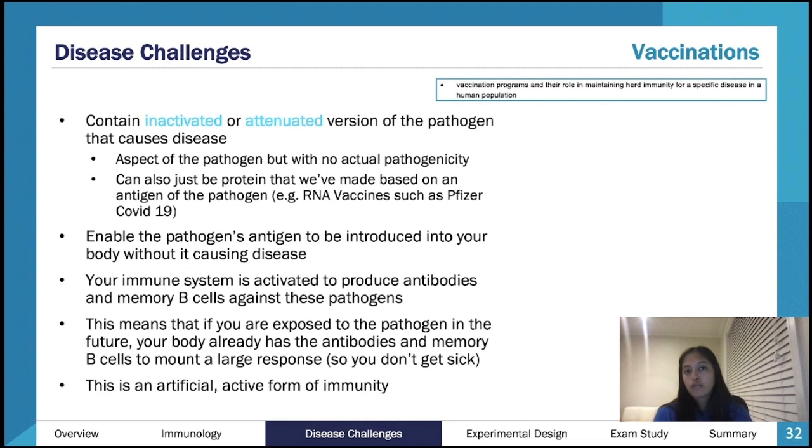What happens is when I encounter chickenpox in my day-to-day life, instead of getting sick, because my body hasn't seen chickenpox for the first time and it takes a long time, I've got these memory cells hanging around from my vaccination. My body will recognize that chickenpox antigen and it'll mount a really huge response. It means that I won't get sick because it's going to work so fast. That's the basis of vaccinations. The really important aspect is having those memory cells. Okay, hopefully that makes sense.